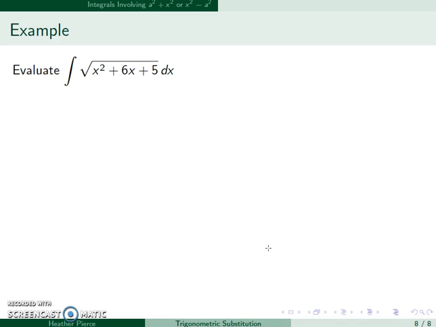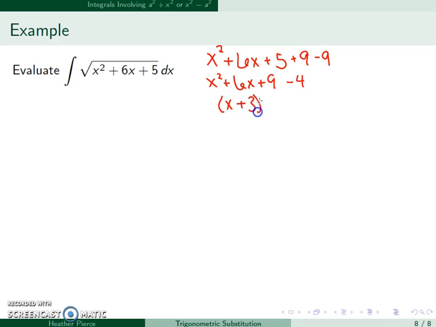Let's try this one. So this one doesn't look like either form, so we're going to have to complete the square first. So we'll start with that first. I look at the number in front of x, which is 6, divided by 2 is 3, and squared is 9. So I'm going to both add and subtract 9. Rearranging this gives x squared plus 6x plus 9 minus 4. So x plus 3 squared minus 4. This is the integral of the square root of x plus 3 squared minus 4 dx.